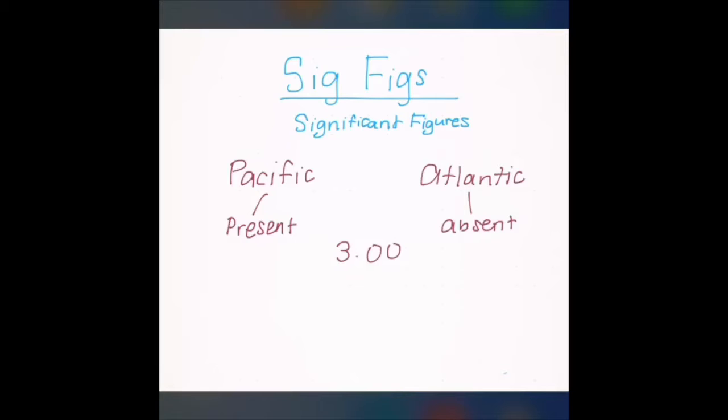Here, an example would be 3.00. There are 3 sig figs because we start on the Pacific Ocean side and count from there. Another example is 0.003. Here we start from the Pacific side till we reach a whole number, which is 3, so we have 1 sig fig present.